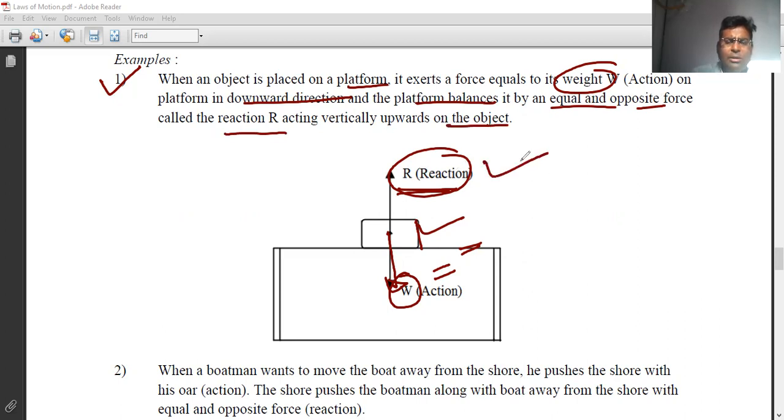So this is your action and this is your reaction. Both action and reaction happen in pairs and they are equal in magnitude but opposite in direction. This is the first example of Newton's third law.